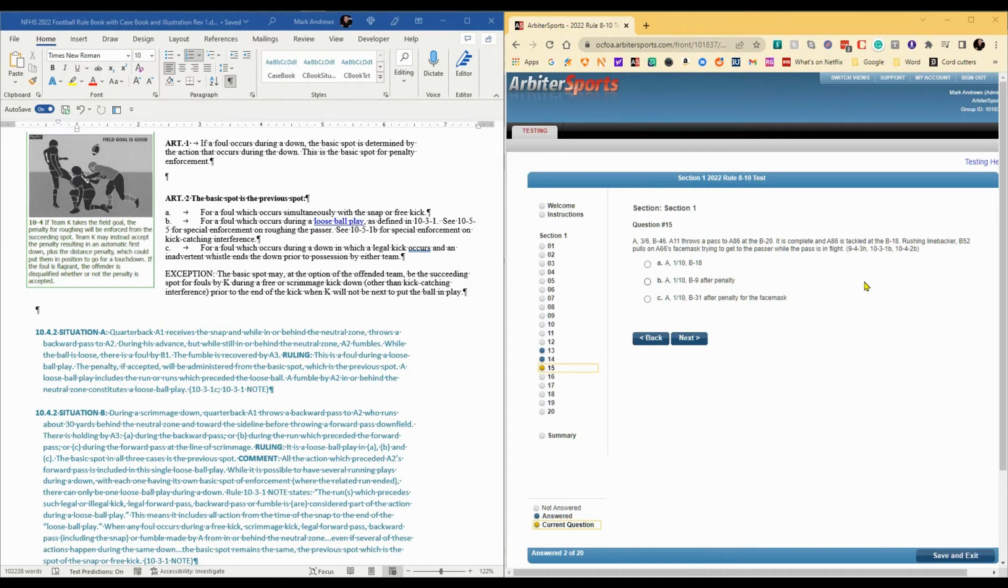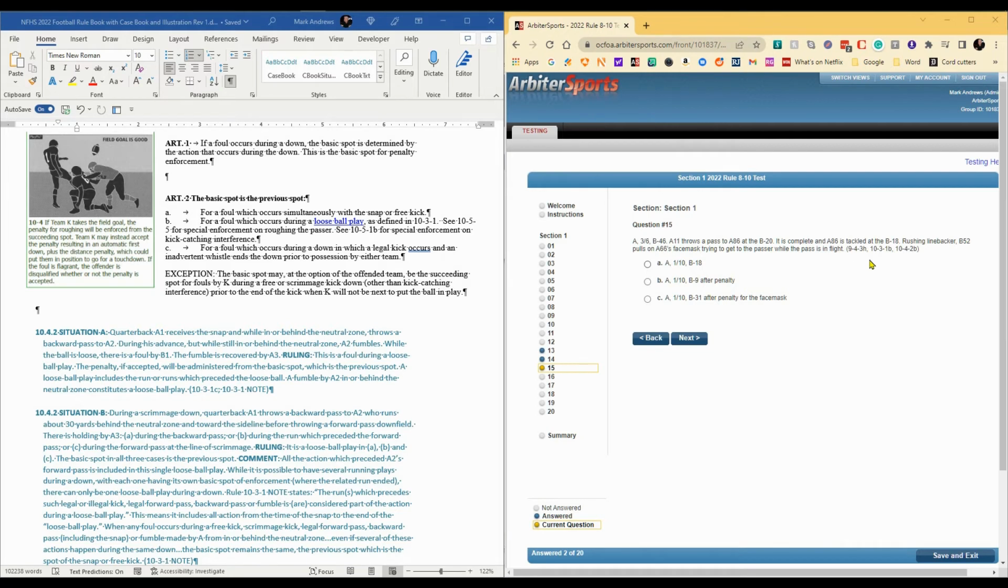Question number 15. A 3rd and 6 at the B46. A11 throws a pass to A86 at the B20. It is complete, and A86 is tackled at the B18. Rushing linebacker B52 pulls on A66's face mask, trying to get to the passer while the pass is in flight. And the rule references are 943H, which is just simply the prohibition against grasping and twisting the face mask.